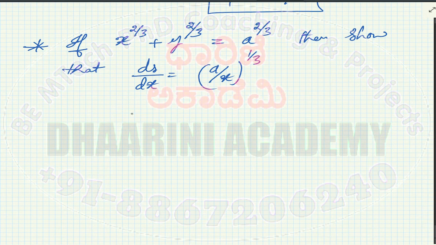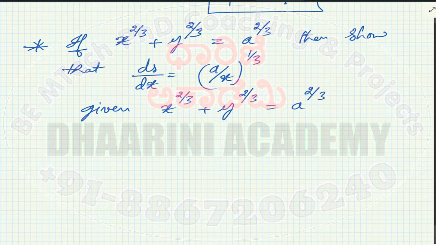So let's start with the given data. They have already mentioned that x to the power 2 by 3 plus y to the power 2 by 3 is equal to a to the power 2 by 3. Right? So now let us differentiate.